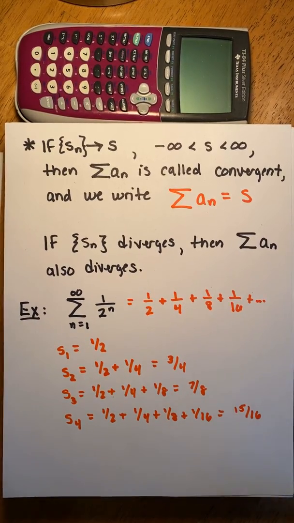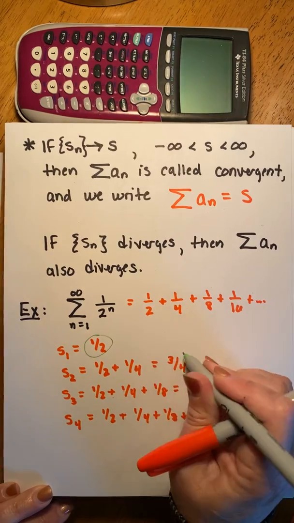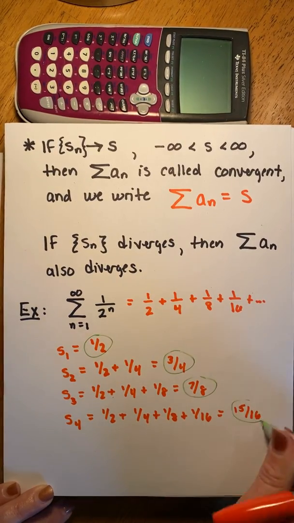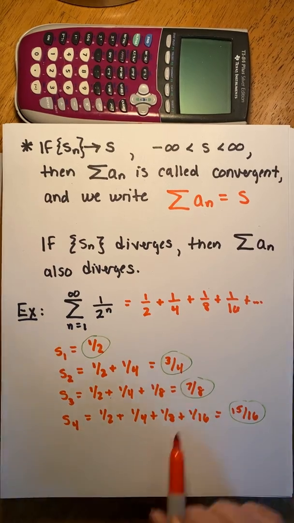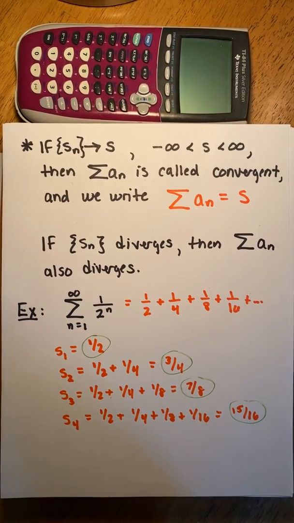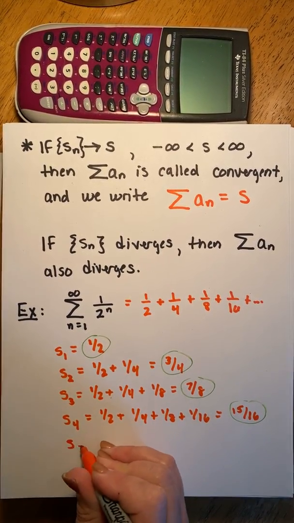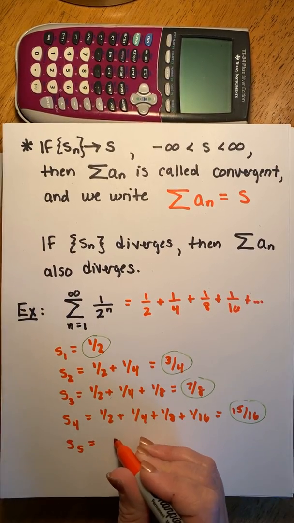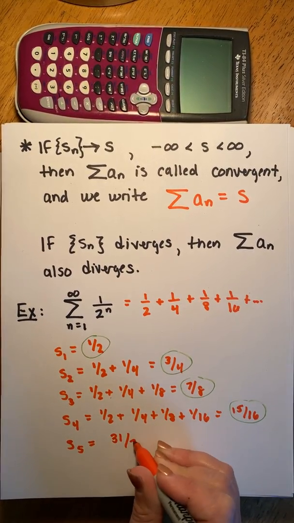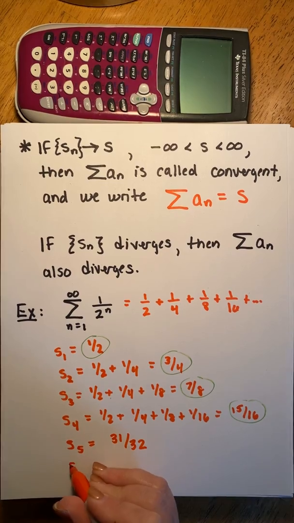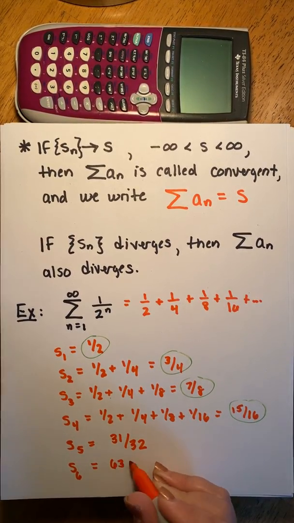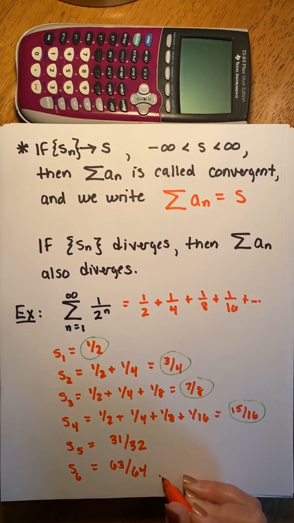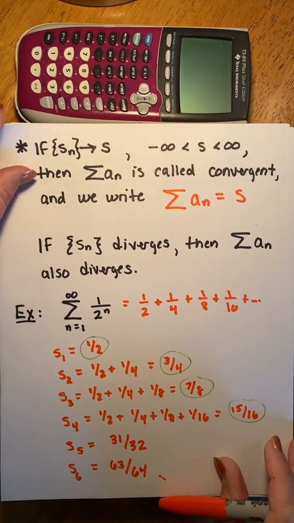And what we do is we start to try to look for a pattern in these numbers. These numbers produce a sequence of partial sums. So the first partial sum is 1/2, the second is 3/4, the third is 7/8, the fourth is 15/16. If I do the fifth, I'm going to get 31/32. If I do the sixth, I'm going to get 63/64. You can confirm all that. And I see a pattern here.